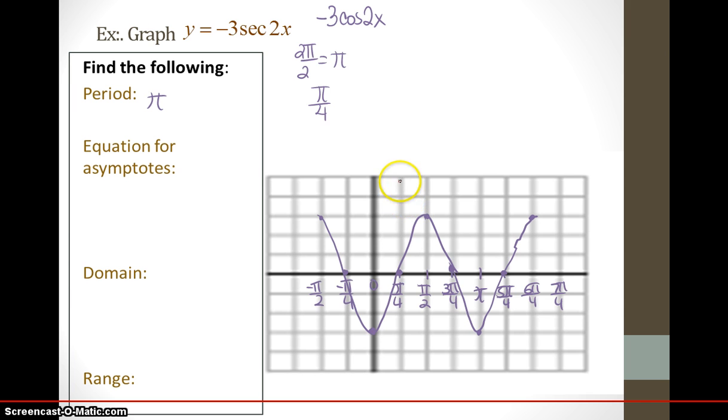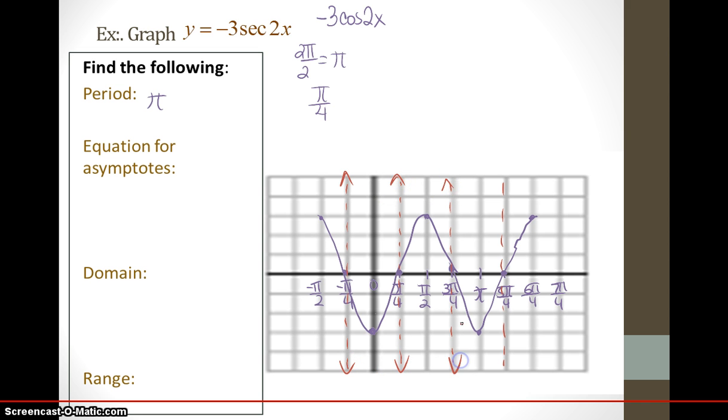Okay, so we need to know where it crosses the midline. So right here, right here, right here. And then we'll look at this one. It's going to cross right there. Okay, so here we have our vertical asymptotes.